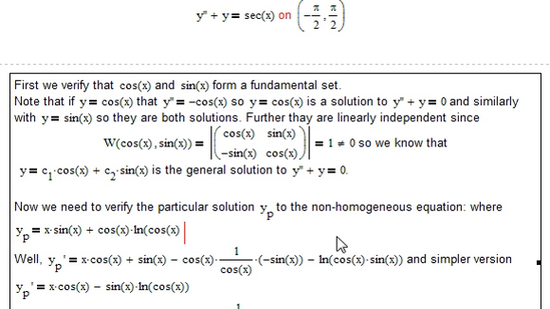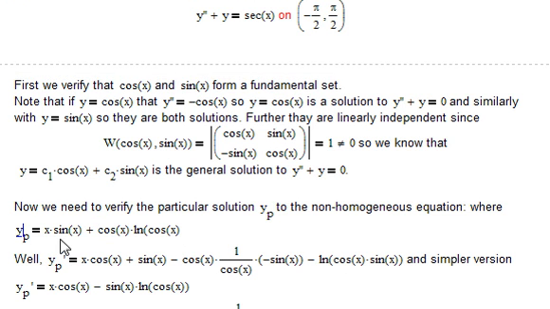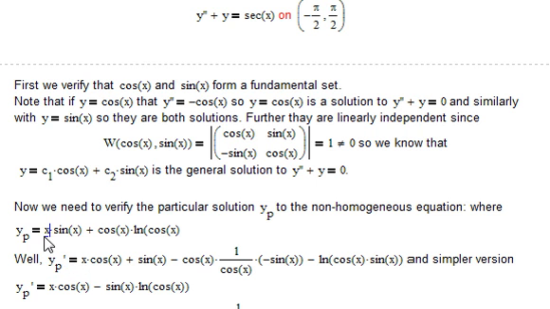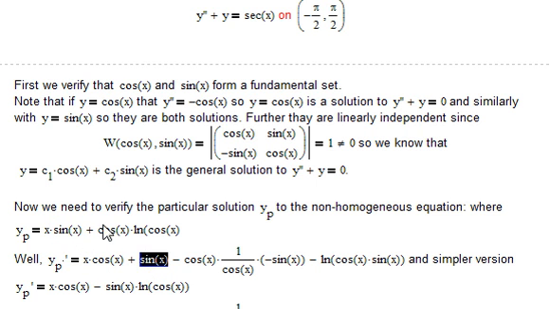Well, if this is yp, then y prime of p, which was hard for me to notate with my software, but I did, is first d second, that's x cosine of x, plus second d first, that's sine of x, plus first d second would be, let me work my way through this. It's tricky.